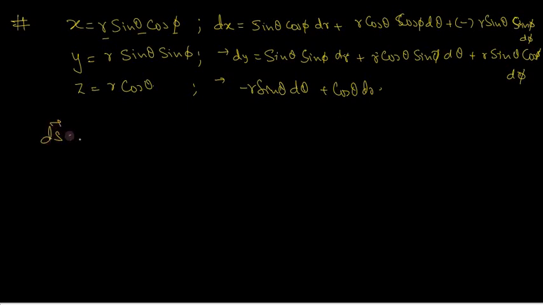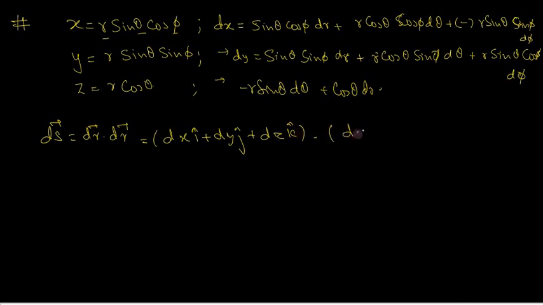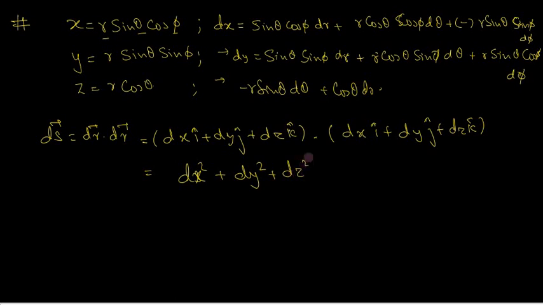Now you find the ds vector, that is your dr vector dot dr vector. So this is dx i cap plus dy j cap plus dz k cap dot with dx i cap plus dy j cap plus dz k cap. When you do the squares, you will get dx square plus dy square plus dz square. Now if you do this, sorry, you will not get this.